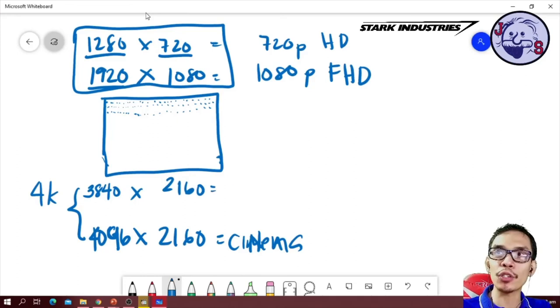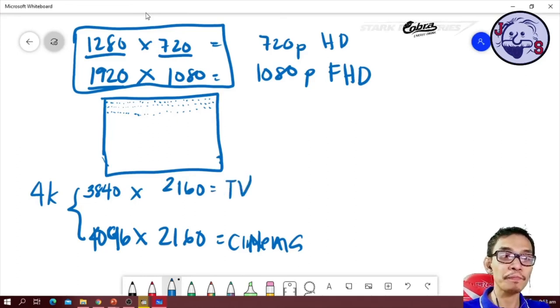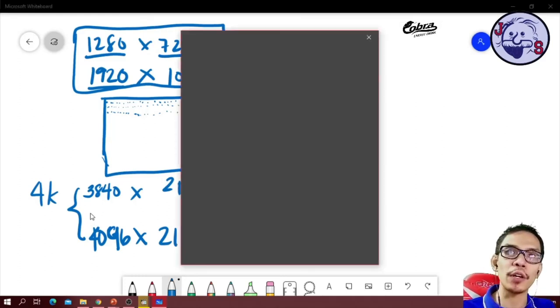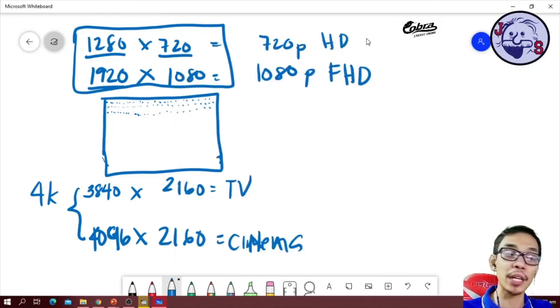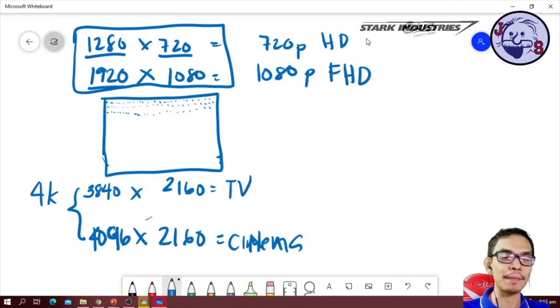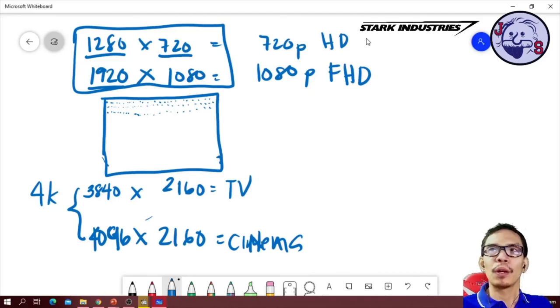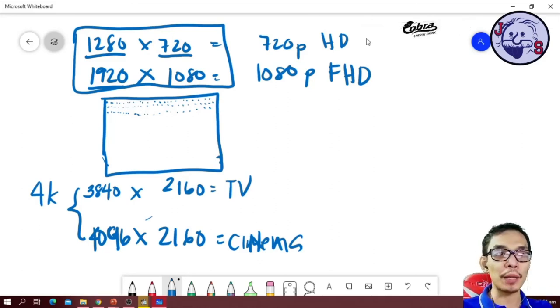And the other is found in consumer TV, consumer television, like LED, something like that. It has a 3840 by 2160 resolution. Again, this resolution that you have right here, or rather the image quality, is not affected by the screen size.